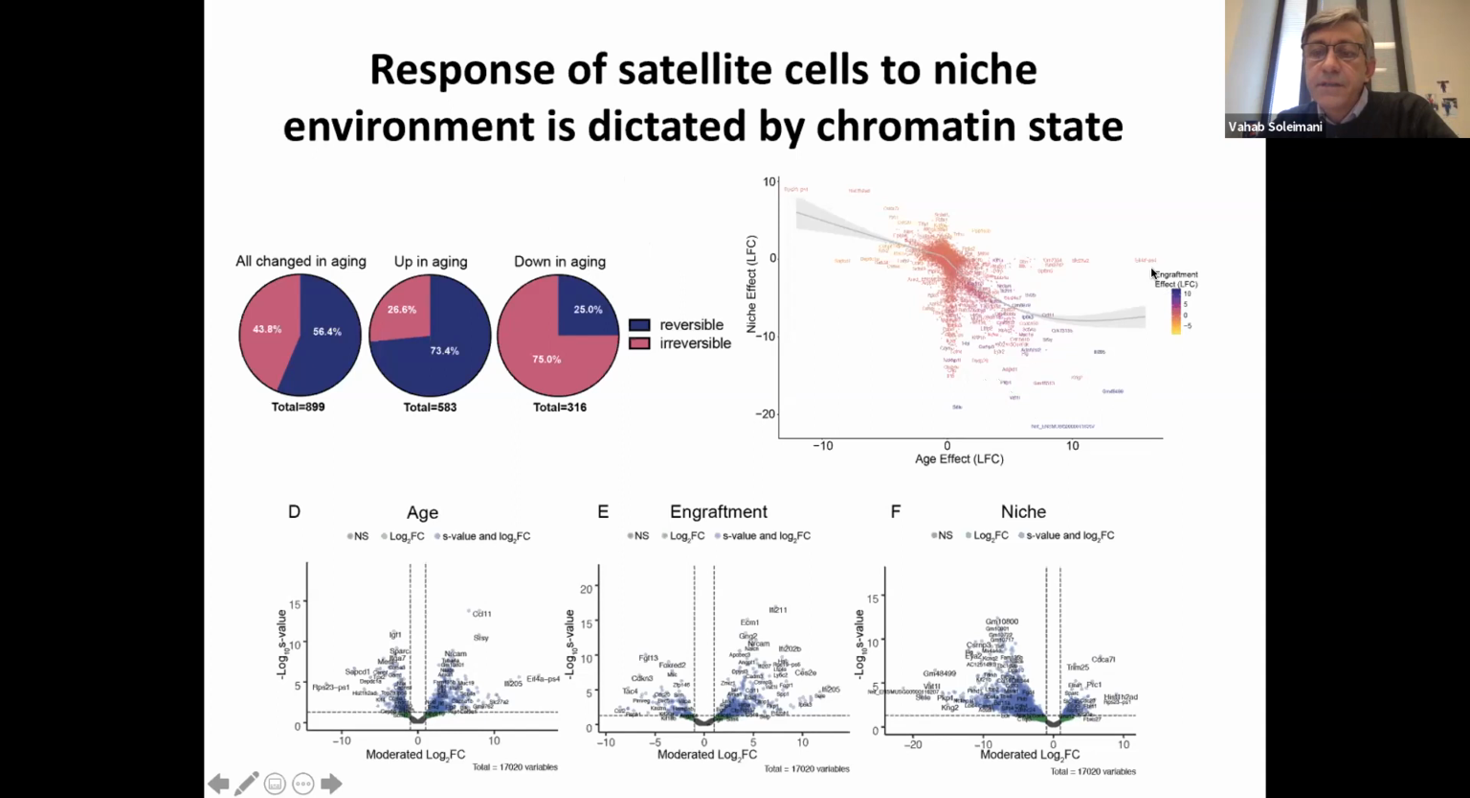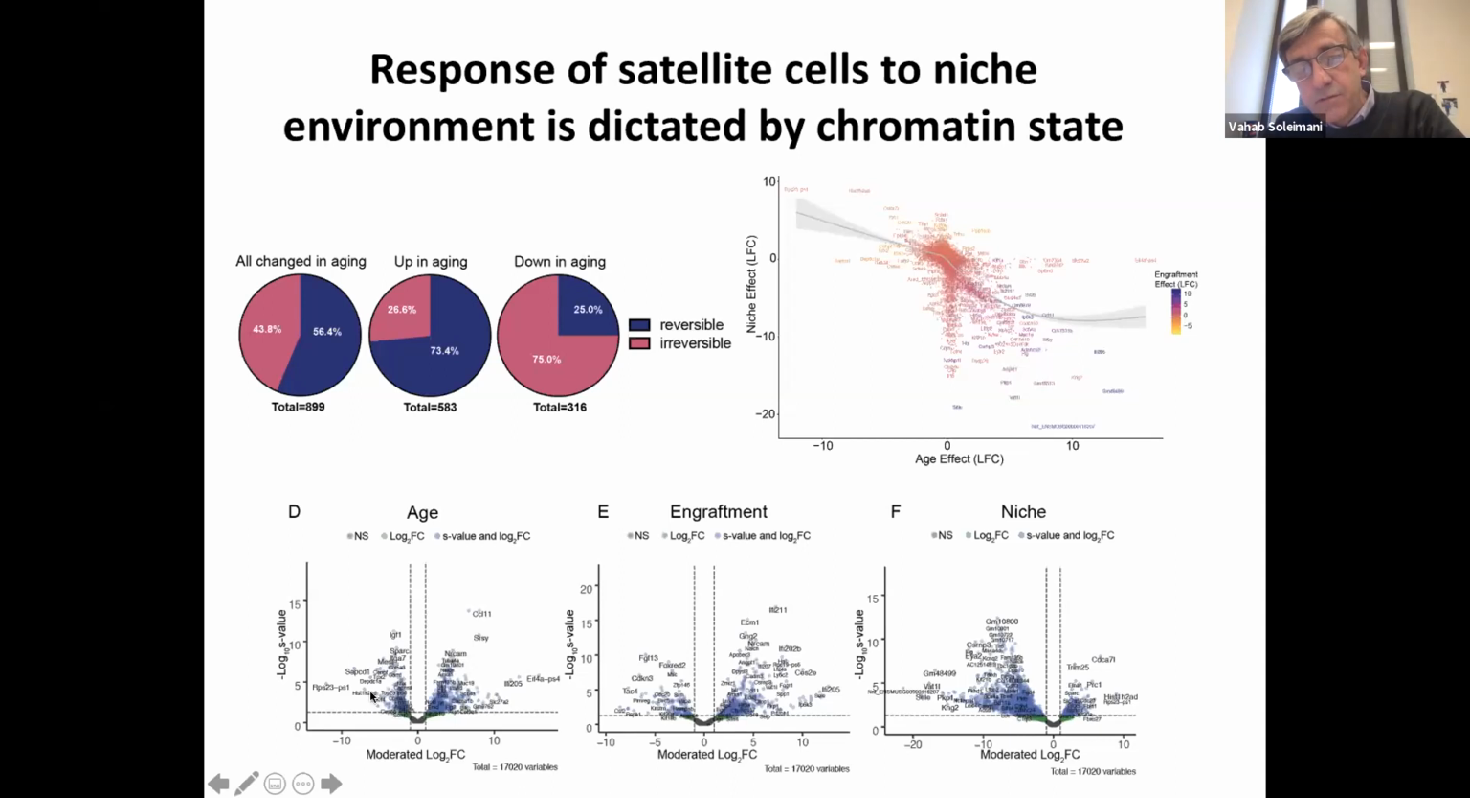So the color indicates the effect of engraftment. The more purple you have, the more you can restore them back to their original level. So clearly genes that are up in aging are more prone to be restored back to their original states compared to the genes that are down in aging.